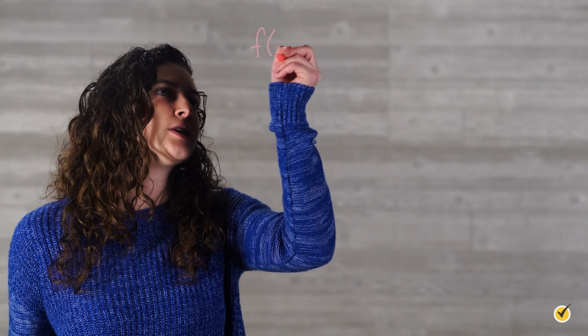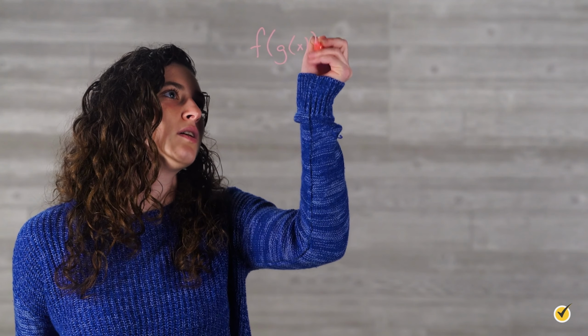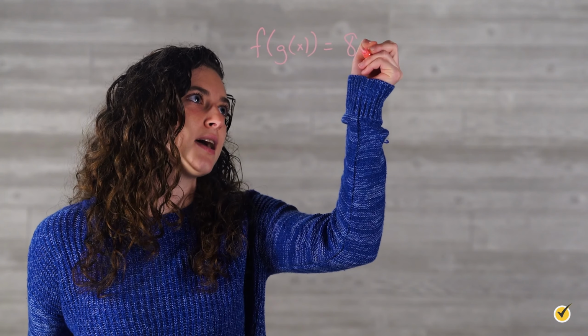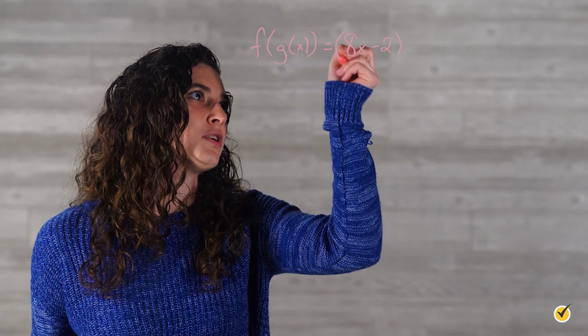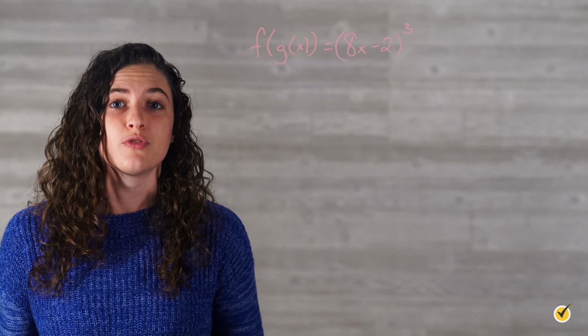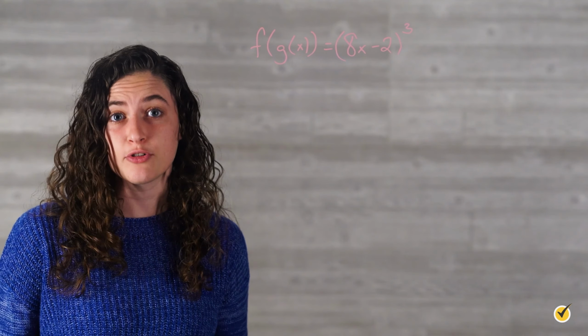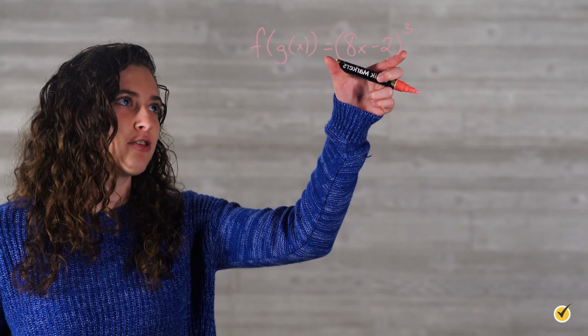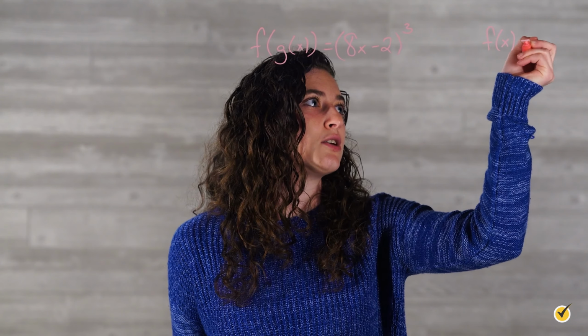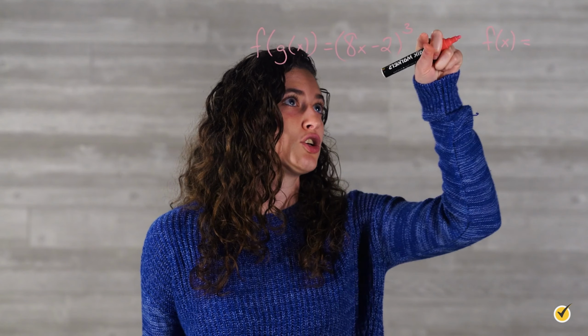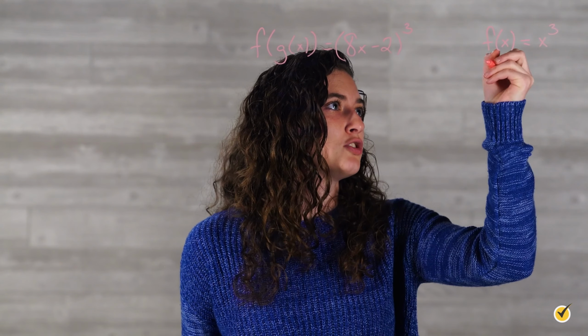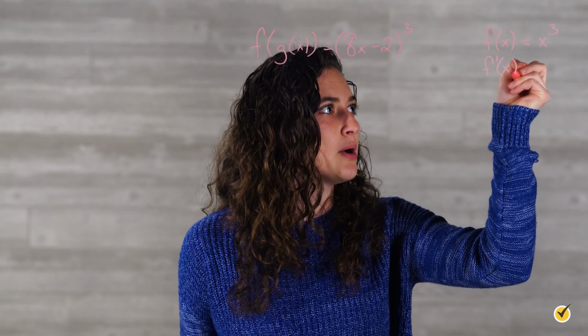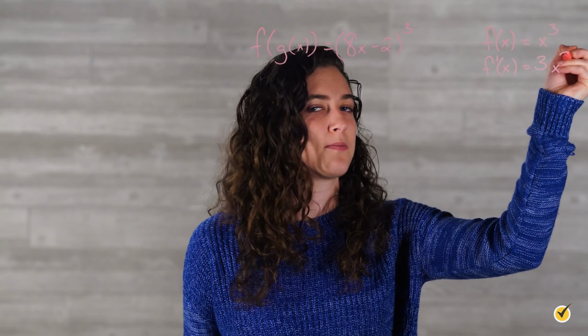So if we wanted to find the derivative of f of g of x equal to (8x minus 2) cubed, we would first write the derivative of the outer function, the cube, while leaving the inner function alone. So this outer function is f of x, so f of x is equal to what we'll call x cubed. So the derivative, f prime of x, is equal to 3x squared.